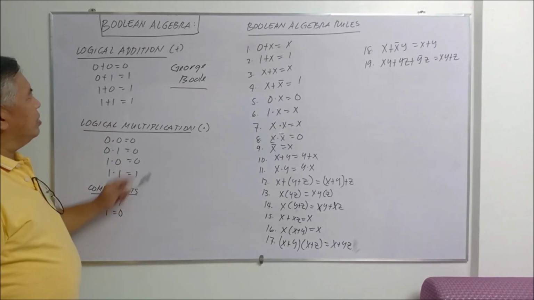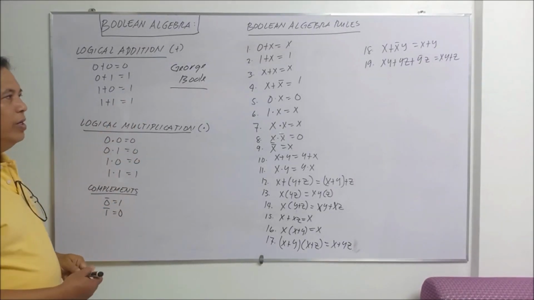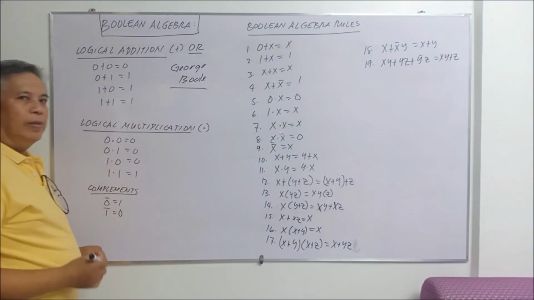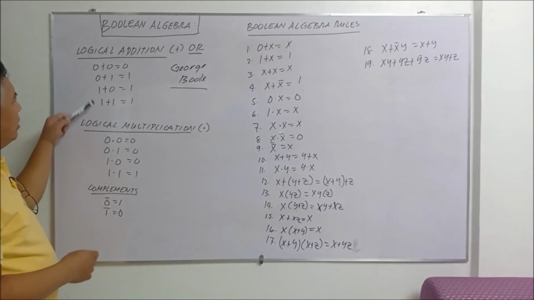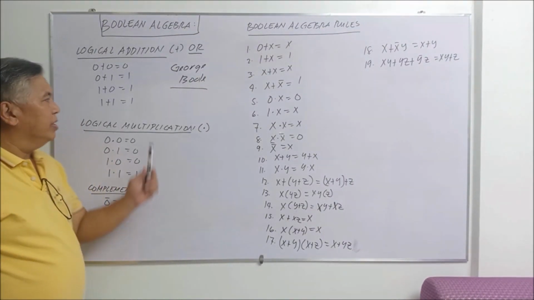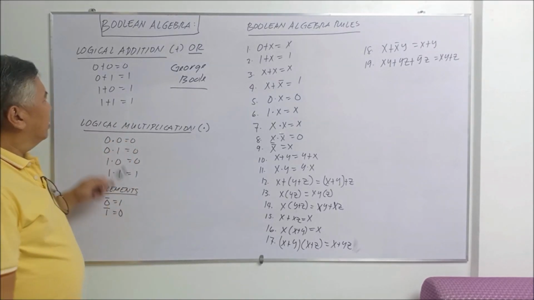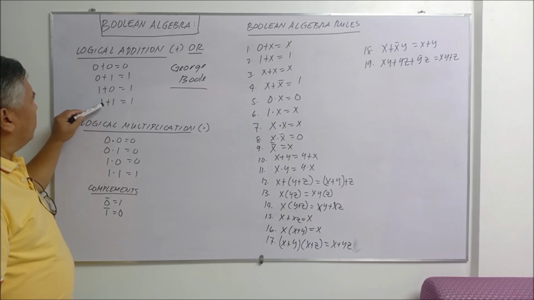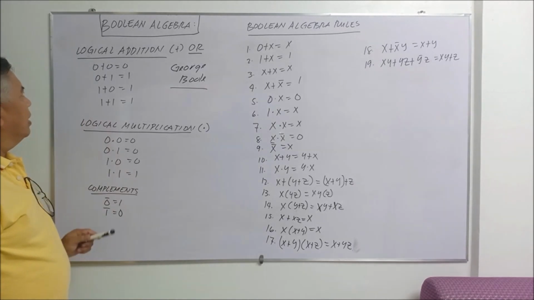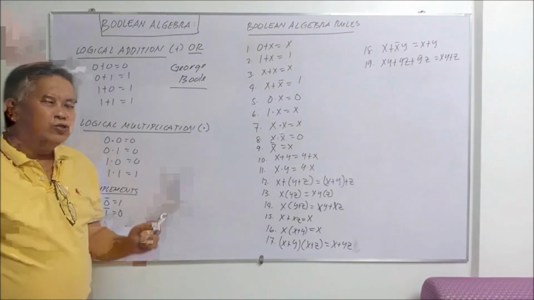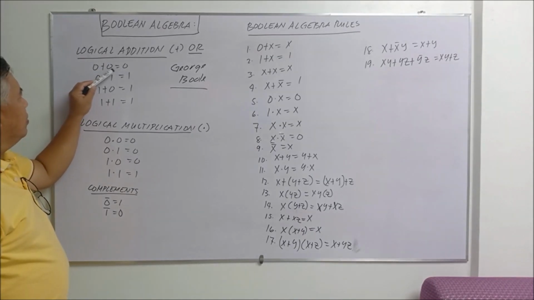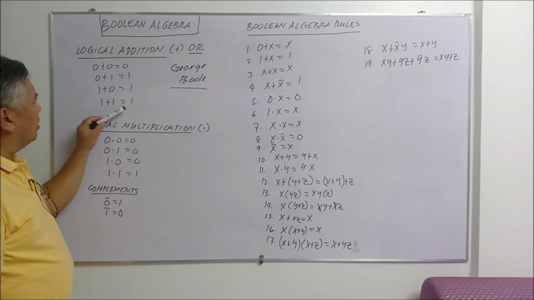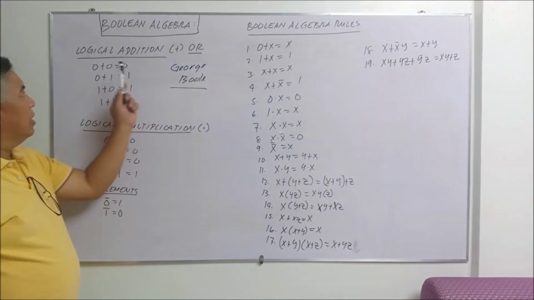Logical addition is represented by the plus sign, or in a logical word, the word OR. This has similarities with your binary addition, except for the last condition. You have 0 plus 0 is 0, 0 plus 1 is 1, 1 plus 0 is 1, 1 plus 1 is equal to 1 in logical addition. In some books, we read this as 0 or 0 is 0, 0 or 1 is 1, 1 or 0 is 1, 1 or 1 is equal to 1. That is logical addition.